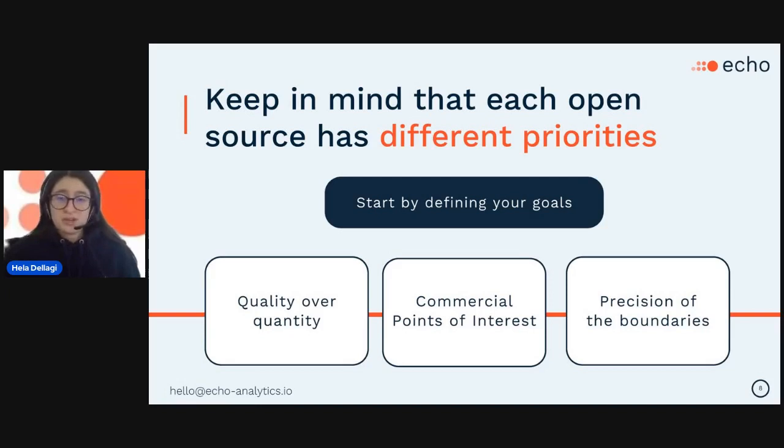Also you have the type of POIs that you're interested in. If you're interested in commercial POIs like we are at Echo, you will have to distinguish the polygons of these POIs from other types of POIs. So these are some few things that you need to keep in mind when selecting your data. But let me tell you how the polygon adventure started at Echo.